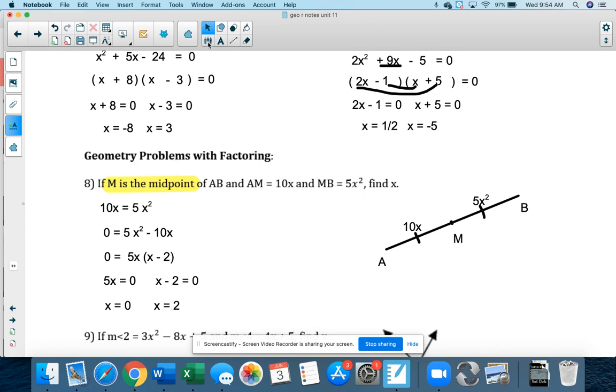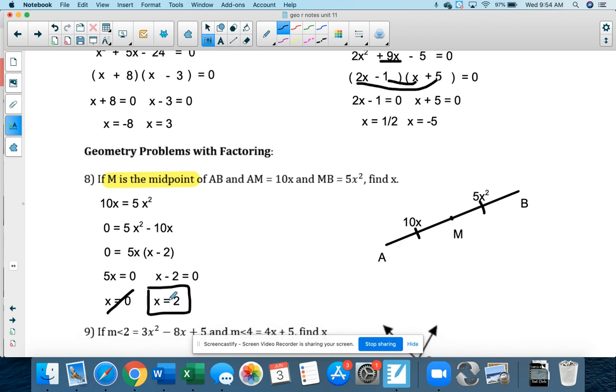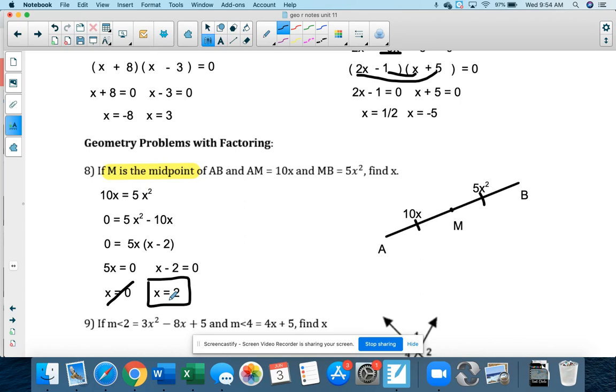Now, the thing with this is you have to be careful in geometry. Sometimes a negative answer or an answer like 0 makes this not work, because 10 times 0 is 0. You can't have the length of a line being equal to 0. So I don't erase the answer, but I just put a line through it. I'm not going to use that answer. I'm just going to use x equals 2. So it is important in geometry to sort of take that negative answer or take that 0 and plug it in and just check that it results in a positive answer for the length of a line or for a positive answer for an angle.